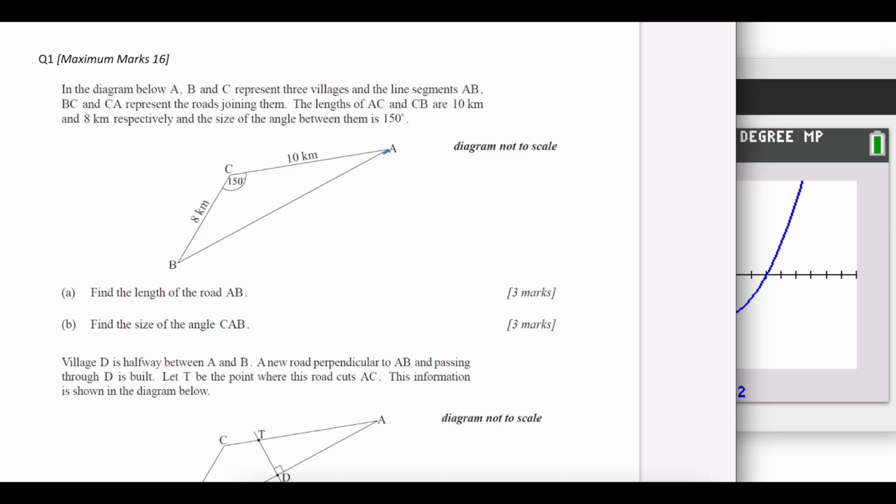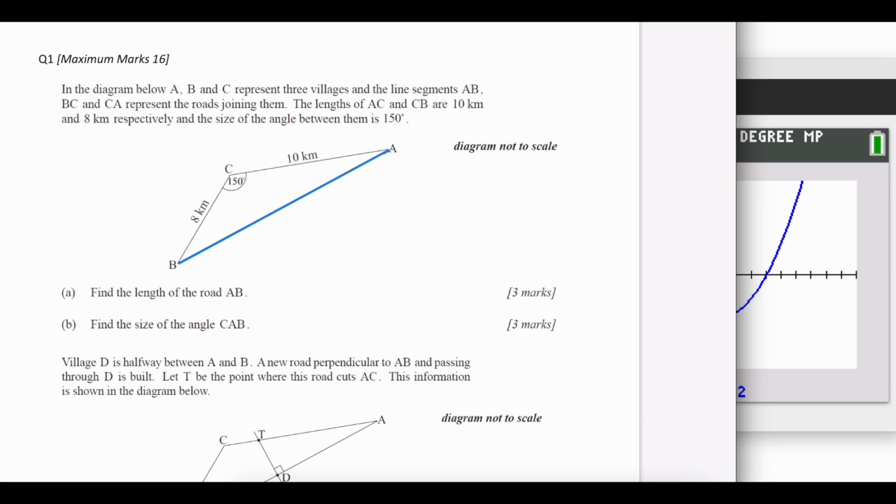So this is question 1, and you have a diagram representing 3 villages, A, B, and C, and together they form this triangular shape with the roads between. So for the first part of the question, you're asked to find the length of road A to B. So I'm just going to draw that onto my diagram.